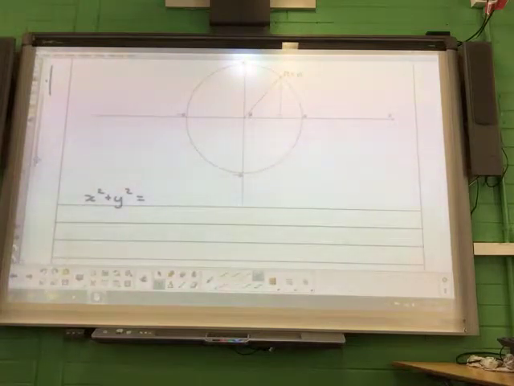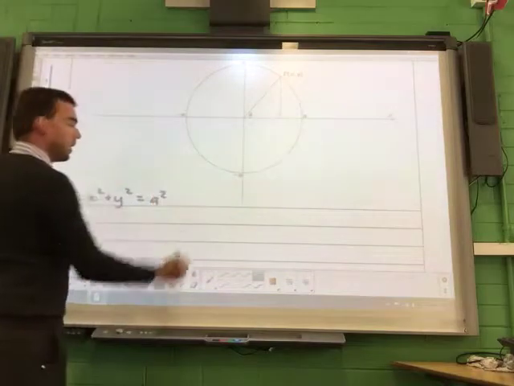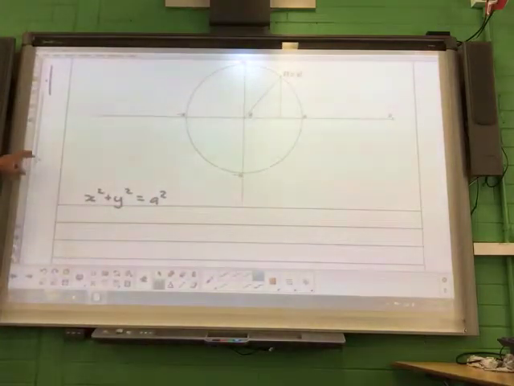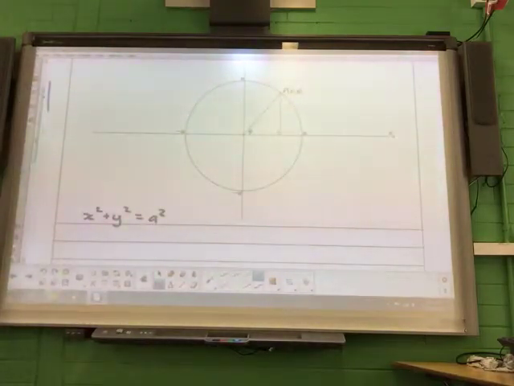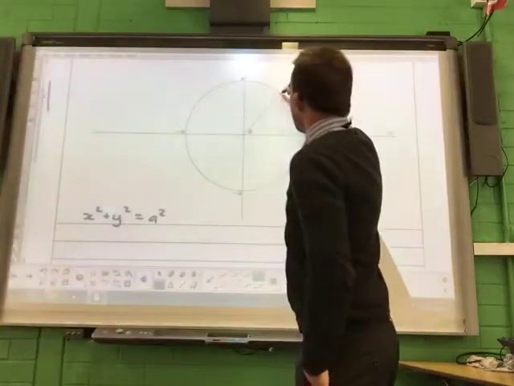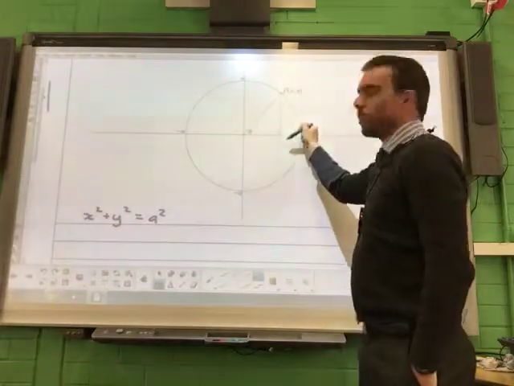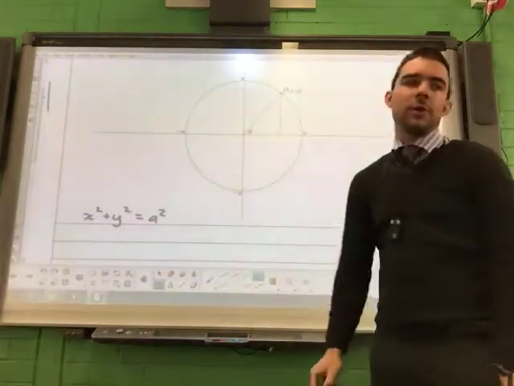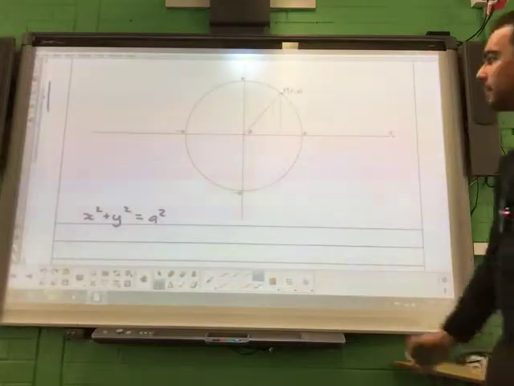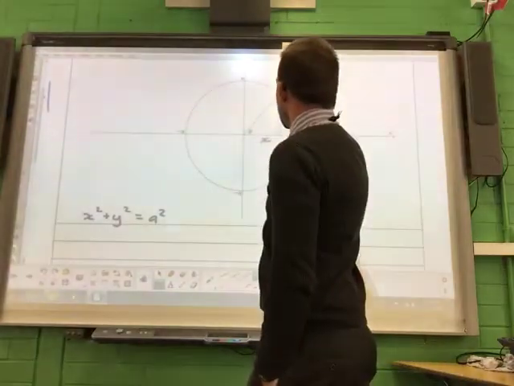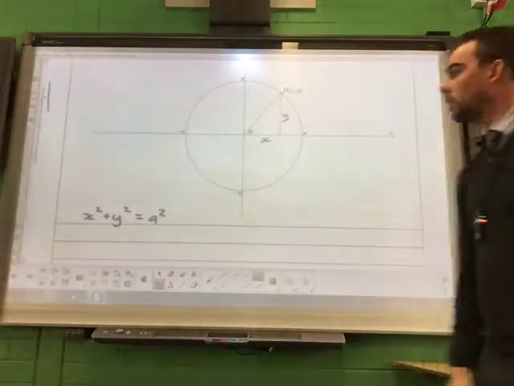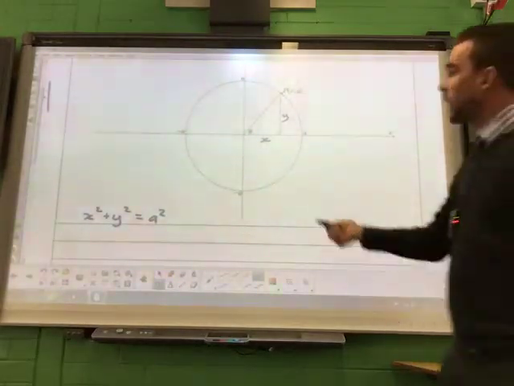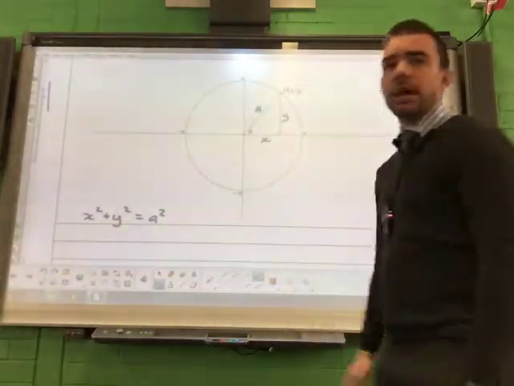A squared. So we pick a point P on the circle, join your radius up to that point, and drop the perpendicular straight down. So we have a right angled triangle there, with a distance x and y. Then we can come up with a couple of equations. The hypotenuse is A, the radius.